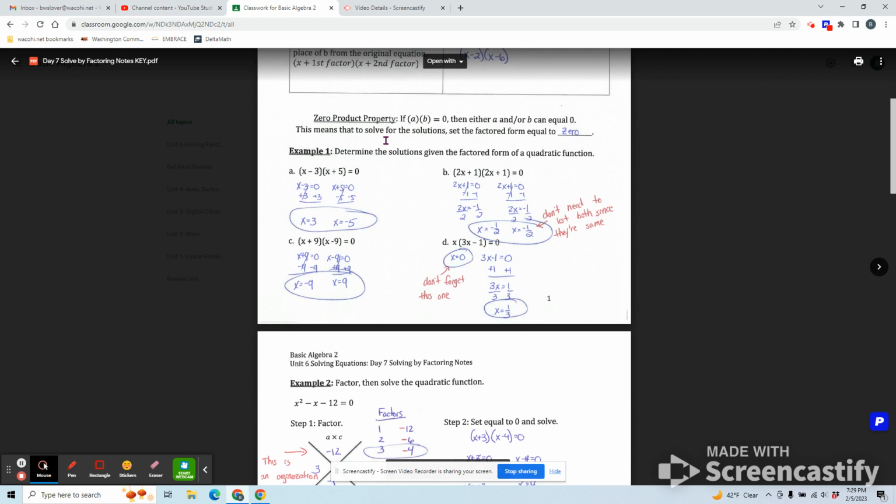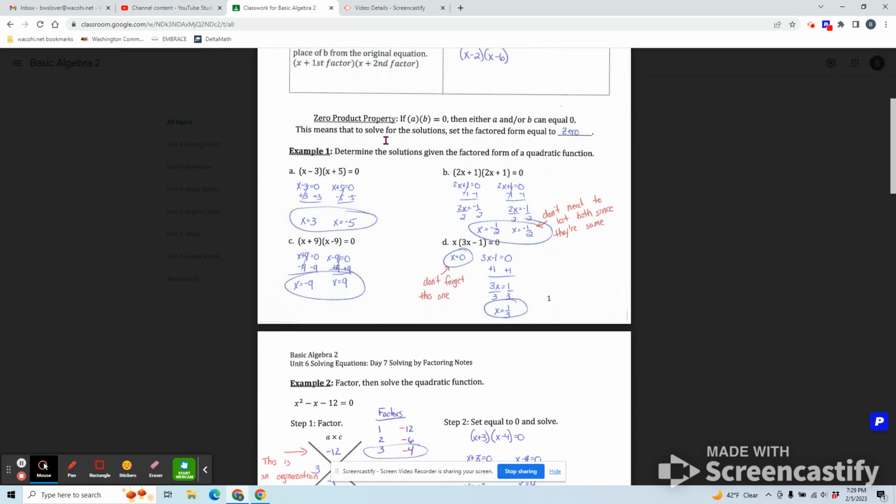So today we're going to solve our trinomials. We're going to factor it first and then we're going to solve. In order to do that, we need to learn or maybe review the zero product property rule. If a times b equals 0, then either a and or b can equal 0. This means that to solve for the solutions, you're going to set each factored form equal to 0.